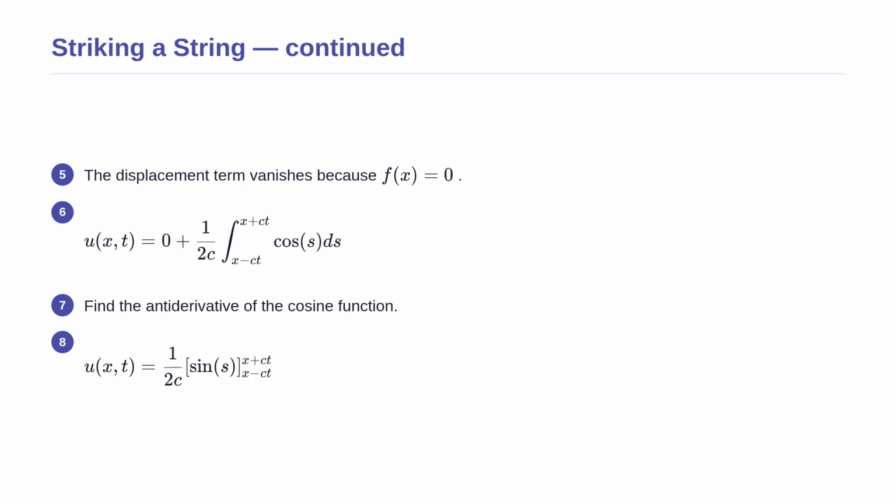We must now integrate this initial velocity function over the interval defined by the moving wave boundaries. To solve the integral, we find the antiderivative of the cosine function, which is the sine function. We place the sine function in brackets to indicate that we must now evaluate it at the upper and lower limits of our integral, which represent the furthest points the wave's influence has reached.